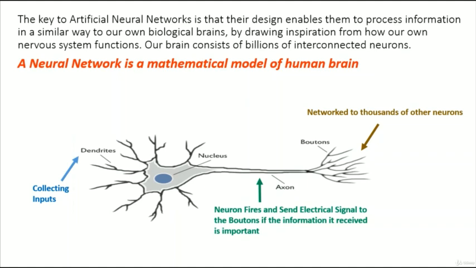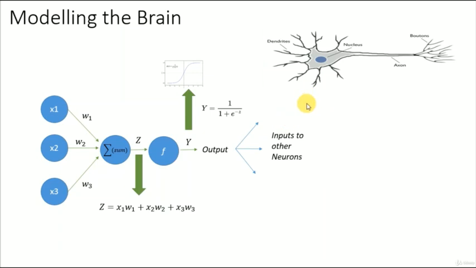Basically, an artificial neural network is a mathematical model of the human brain, and that's why it's called an artificial neural network, because it was made artificially. So if we recall, this is the neuron. We have the dendrites, which are responsible for receiving the input and passing it to the neuron. And then here we have the output of the neuron that is getting passed to the boutons. So this is exactly what's happening here.